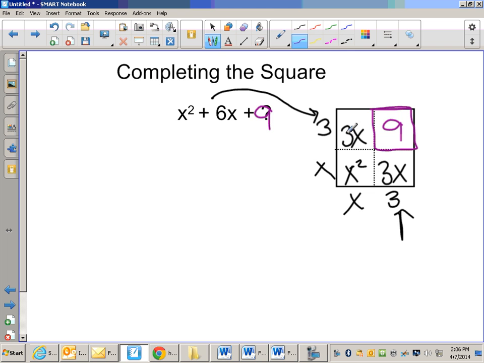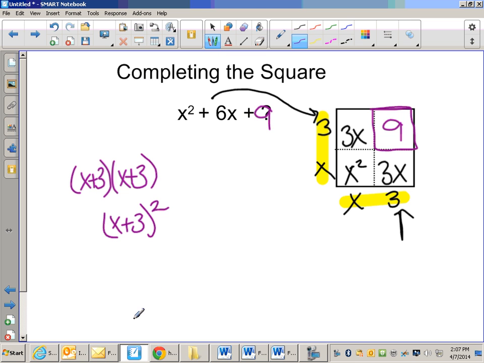And the nice thing about this is we have both sides the same exact thing. So we could say that this is x plus 3 times x plus 3, or even better, it would be x plus 3 squared.